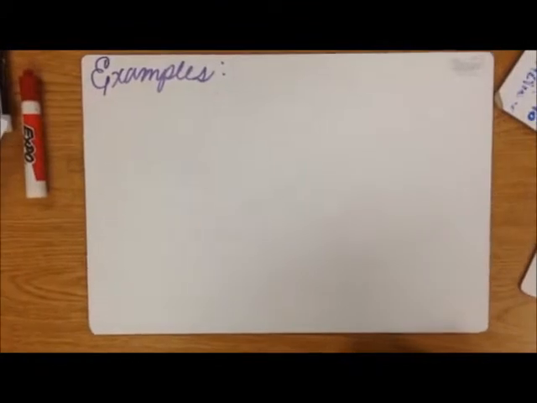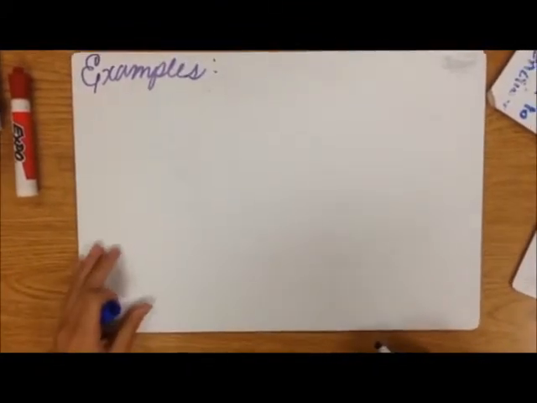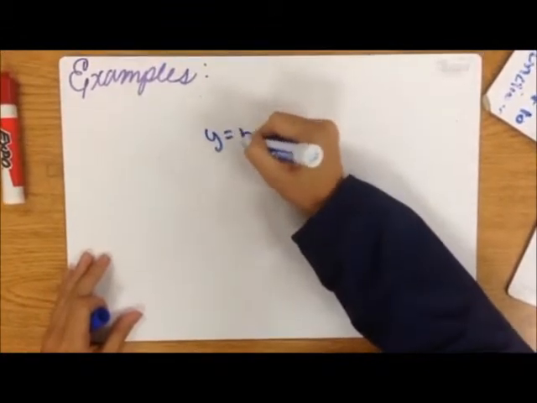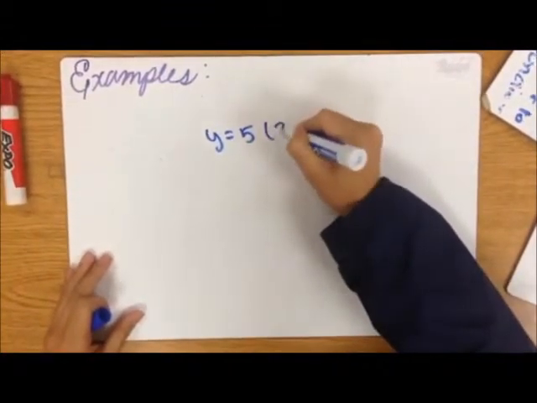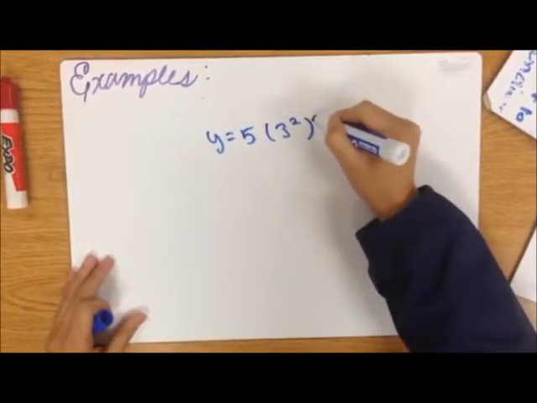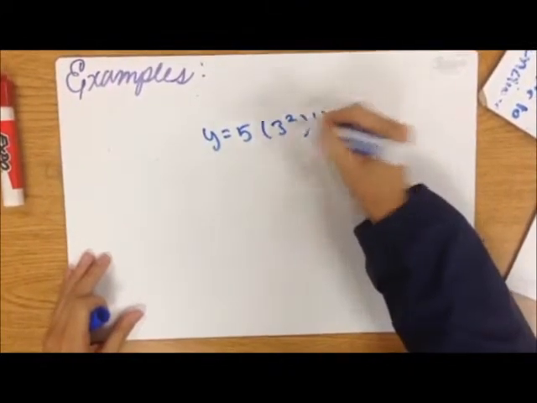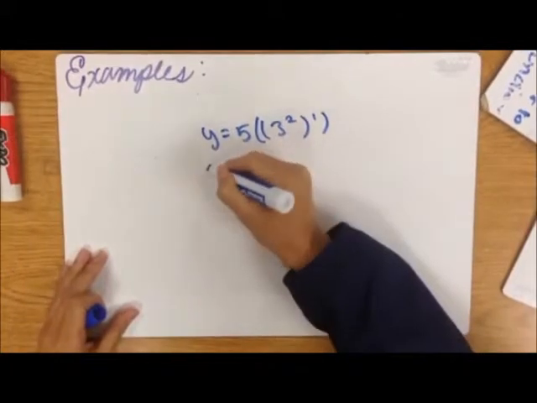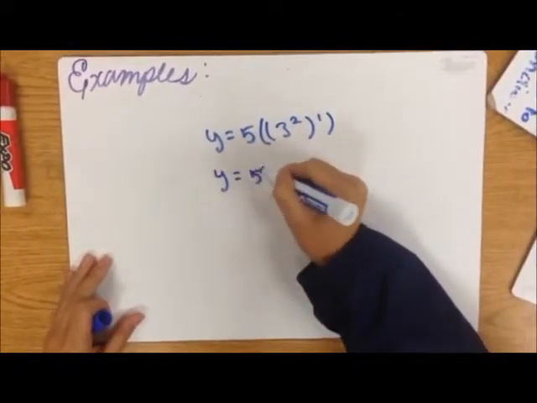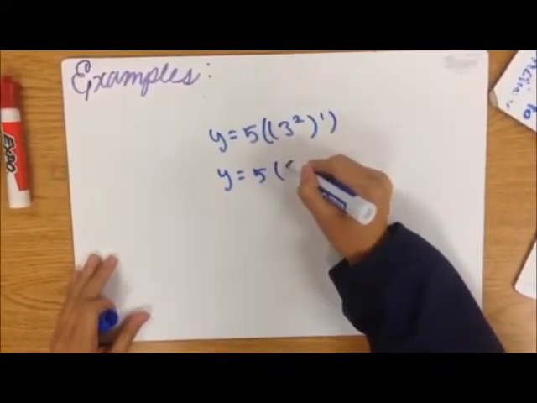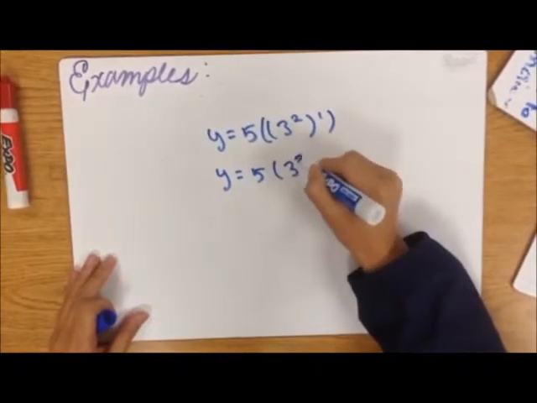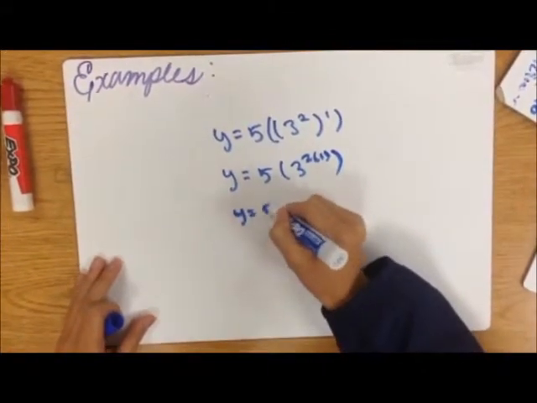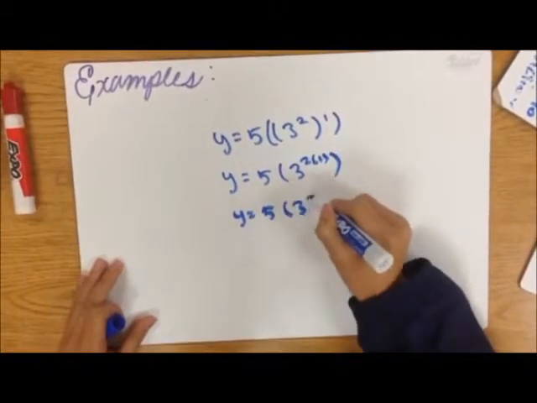Here is another example. For the power rule, we are going to use this equation: y equals 5 times 3 to the power of 2, to the power of 1. If we use the power rule, we could simplify this to y equals 5 times 3 to the power of 2 times 1, which equals y equals 5 times 3 to the second power.